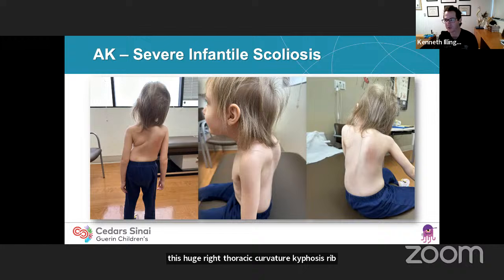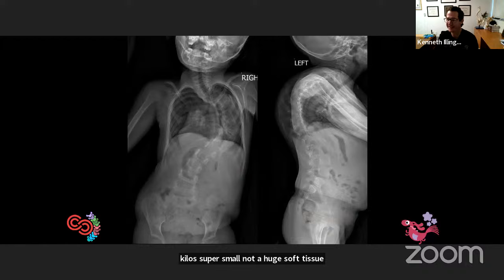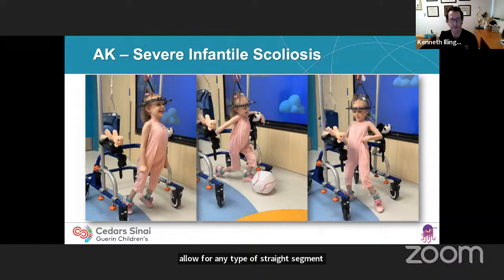And so when we go back and look at her x-rays, the ideal scenario for this kid is putting in magnetically controlled growing rods. However, you have to have a straight segment of about 7 centimeters in order to get those in. And so if you mock that up on her x-ray, she has no straight segment on the sagittal spine that's going to allow for any type of straight segment. And so this kid is indicated for halo gravity traction.